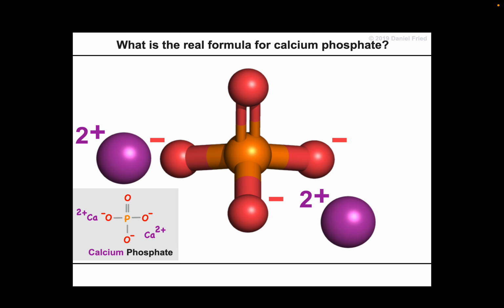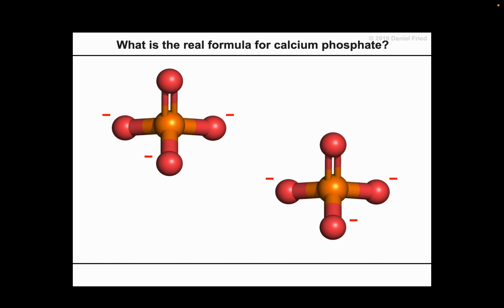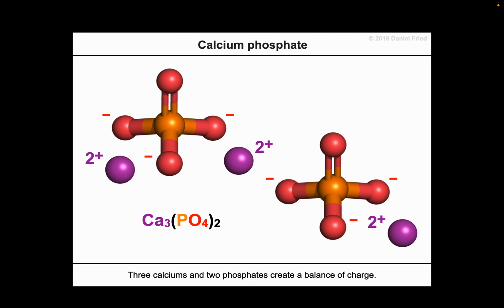It's because calcium is 2 plus, but that is the problem. Instead, there's this negative problem. Instead, we need this: Ca3(PO4)2. Three calciums and two phosphates to create a balance of charge.